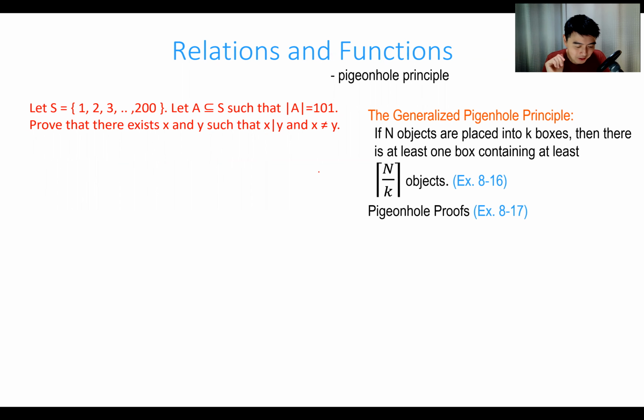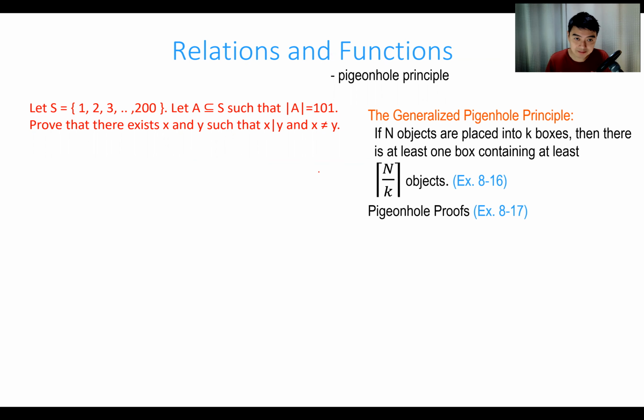But we want to say that there have to be two distinct numbers, x and y, so that x divides y. All right, so what is the proof here? Well, actually, the proof is quite straightforward, and it is similar to the way that we argued in the last example. Remember, every pigeonhole principle proof always includes the number n, which is the objects, and k, which is the boxes.